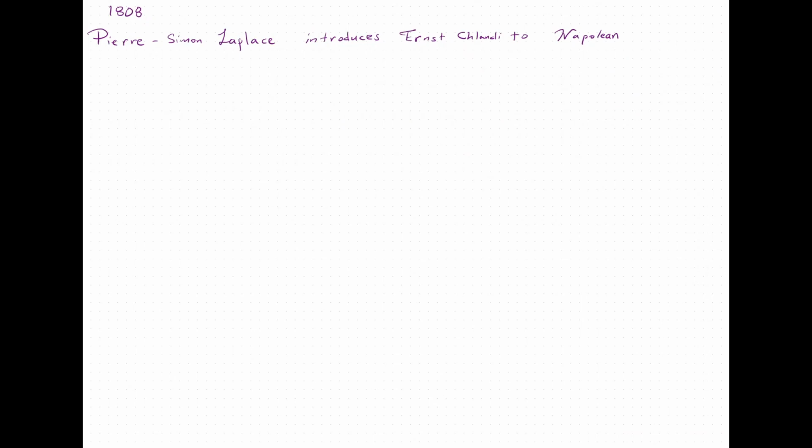So we're going to go back to 1808, right after the French Revolution. So now this is in the era of Napoleon. Pierre Simon Laplace was a mathematician, but he was also the Minister of the Interior to Napoleon. And in 1808, he introduced German physicist Ernst Chladni to Napoleon. And Chladni showed a certain experiment to Napoleon which got Napoleon's attention. So let's see a visualization of the experiment that Chladni demonstrated to Napoleon.